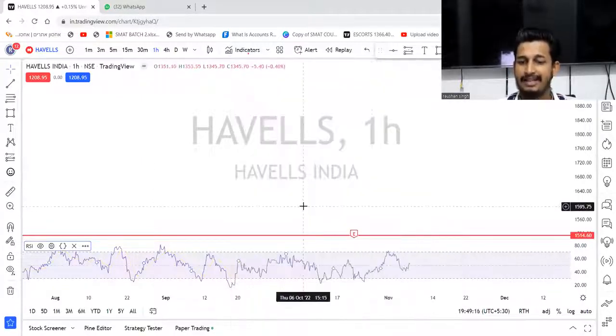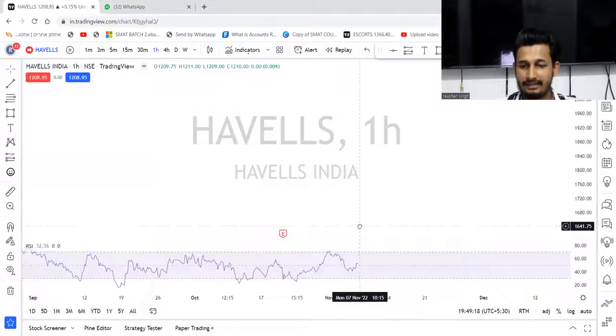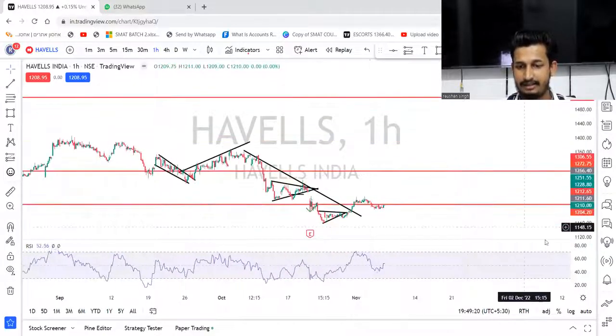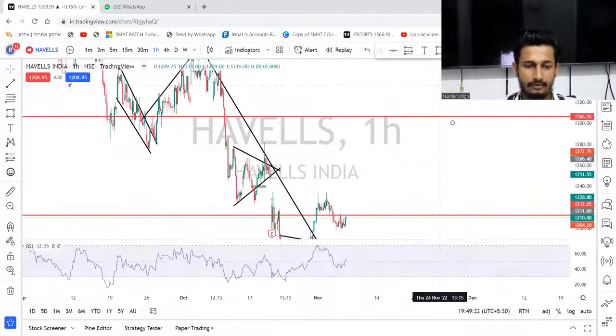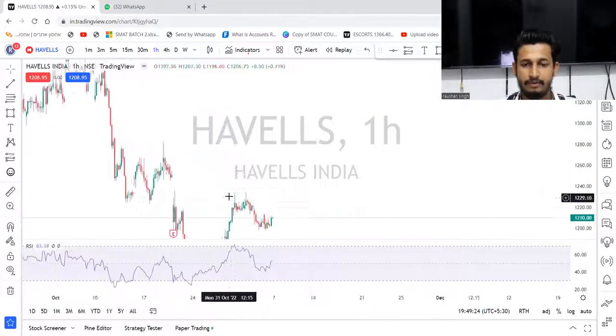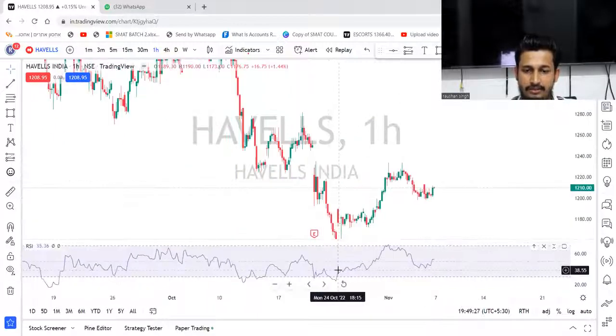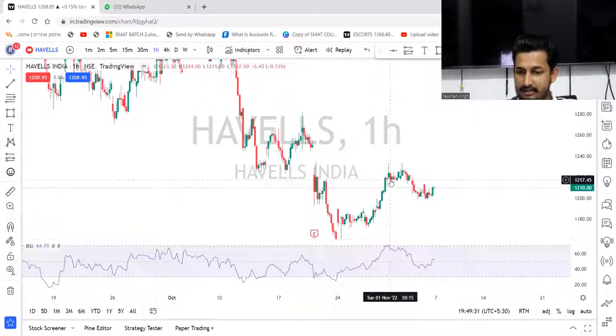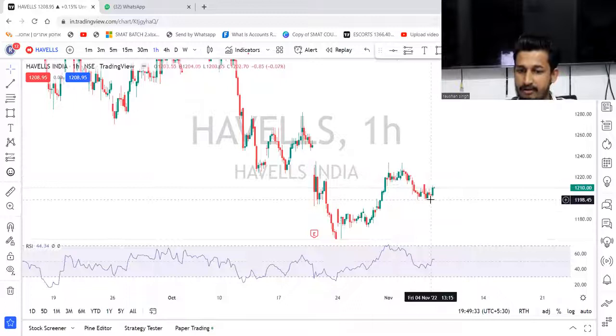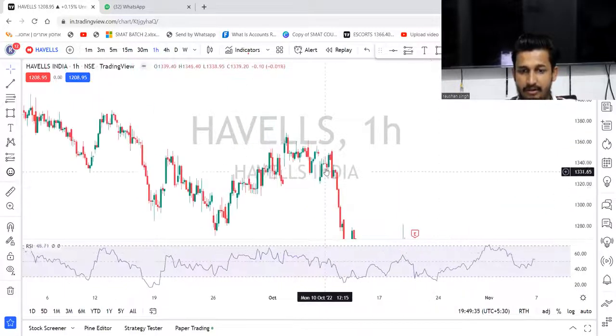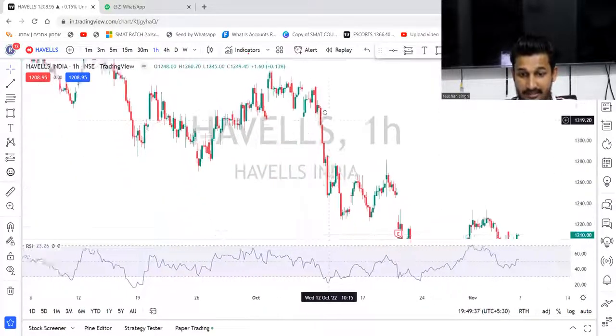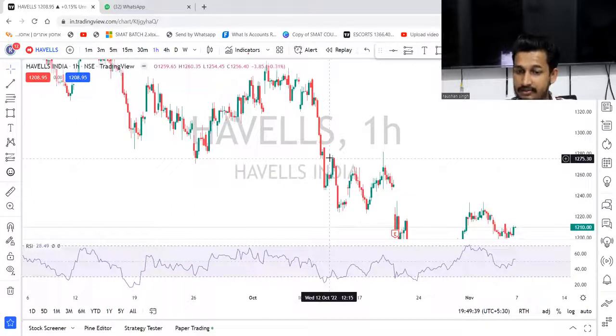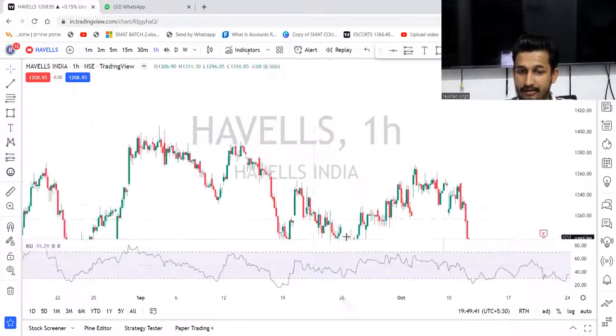Why do I need this RSI? Just understand that. If you notice, if prices are going upside, RSI is also going up. If prices are coming down, RSI is also coming down. If it is coming downside, RSI is coming down. If it is going up, RSI is also going up, right?